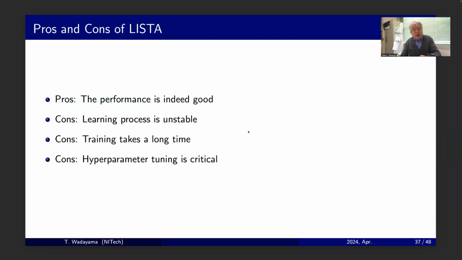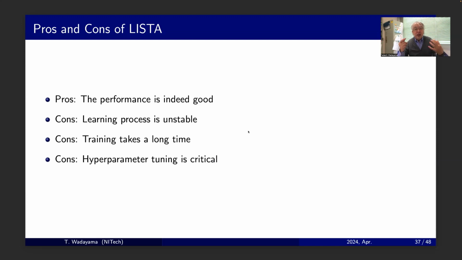This slide summarizes pros and cons of LISTA. Of course, LISTA is a very nice algorithm. The performance of LISTA is indeed good. It has a very fast convergence performance compared with the original ISTA. Very, very nice. But unfortunately, the learning process is quite unstable, and training takes a long time because this includes many trainable parameters.